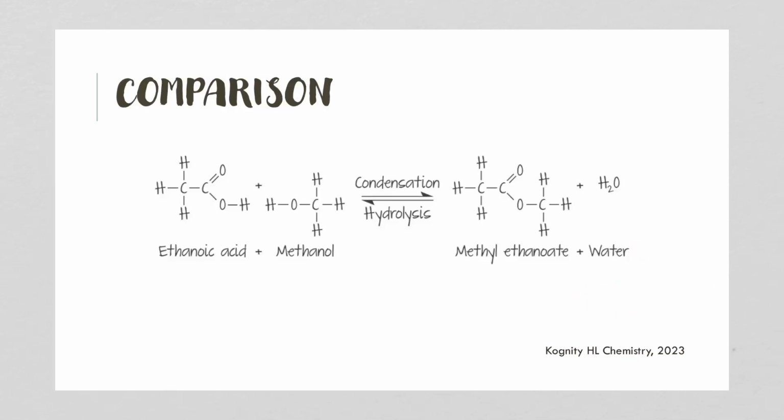So again, this is just an example. The forward reaction is showing the condensation reaction, so ethanoic acid and methanol. So what's happening is an OH and an H come off, so then you end up with methyl ethanoate and water. And then the reverse reaction, the water is hydrolyzing the reaction. So it's splitting the molecule and creating methanol and ethanoic acid from methyl ethanoate.